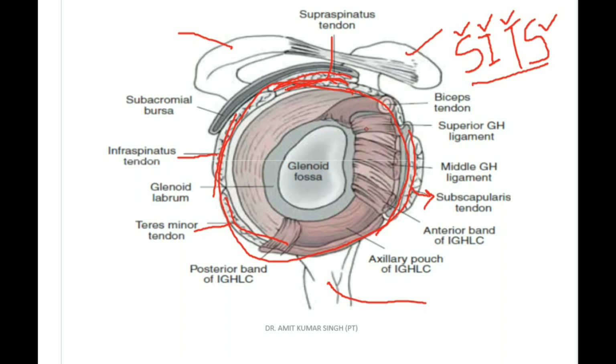Plus you can see here the ligaments of the glenohumeral joint. This is the superior, middle and inferior ligament. Again, the inferior ligament is divided into three parts. The first part is the anterior band, the second is the axillary pouch, and the third is the posterior band. We will discuss these ligaments in detail further.